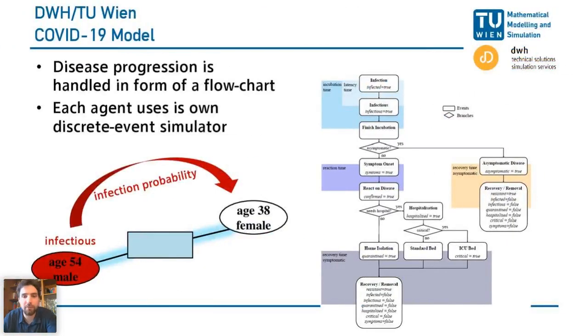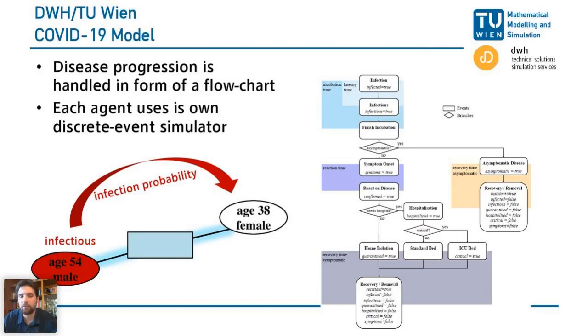And then, of course, we have a very specific module that allows us to have a very detailed image of a patient pathway, so to say. You see it in this state chart on the right-hand side. So as soon as an infectious person infects a susceptible person, the newly infected person starts with this state chart on the right-hand side and has a certain period in which it is just incubating.